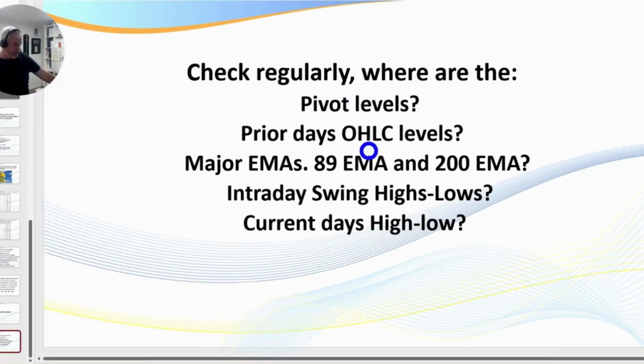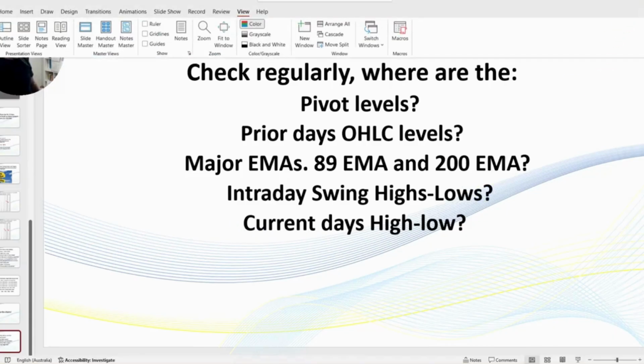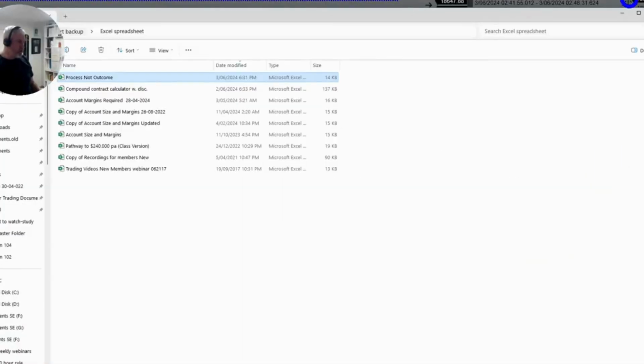I want to know where my prior day's open, high, low and close levels are, where the 89 and 200 EMAs are, not only on my entry chart but on my anchor chart. This is priceless, as you're going to see. Intraday swings high and low, and the current day's high and low. So let's look at this. Let me close that one down.